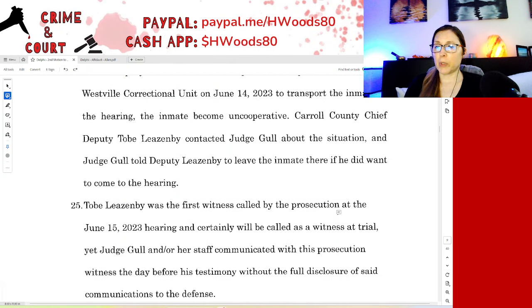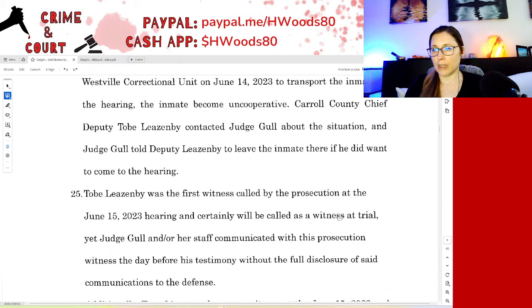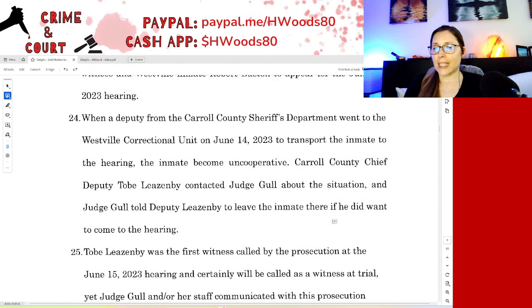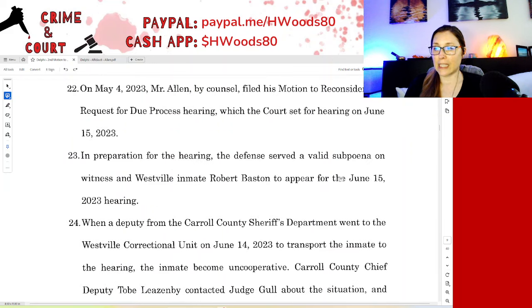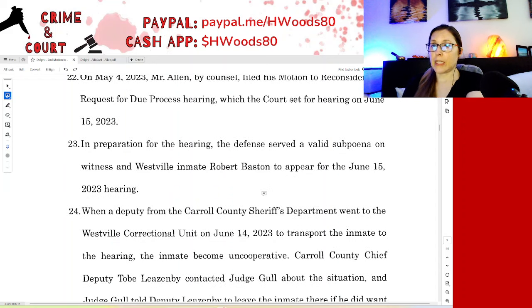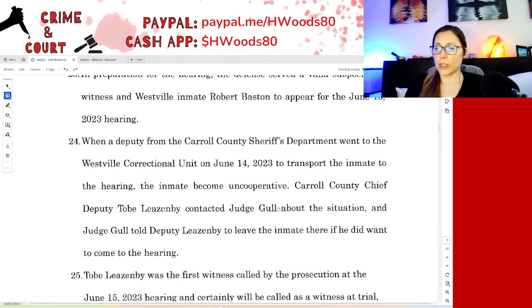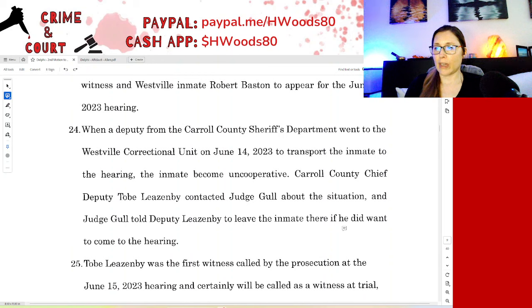Carroll County Chief Deputy Tobe Lesenby contacted Judge Gull about the situation, and Judge Gull told Deputy Lesenby to leave the inmate there if he didn't want to come to the hearing, I think is what they're supposed to say. So, yes, he has a subpoena. That is what that line meant. He has a valid subpoena that needed to be served on Robert Baston, who I believe was threatened to not testify. Threatened by Odinist guards, maybe? I don't know. But anyways, Robert Baston was uncooperative and did not go to that hearing or whatever date that was.